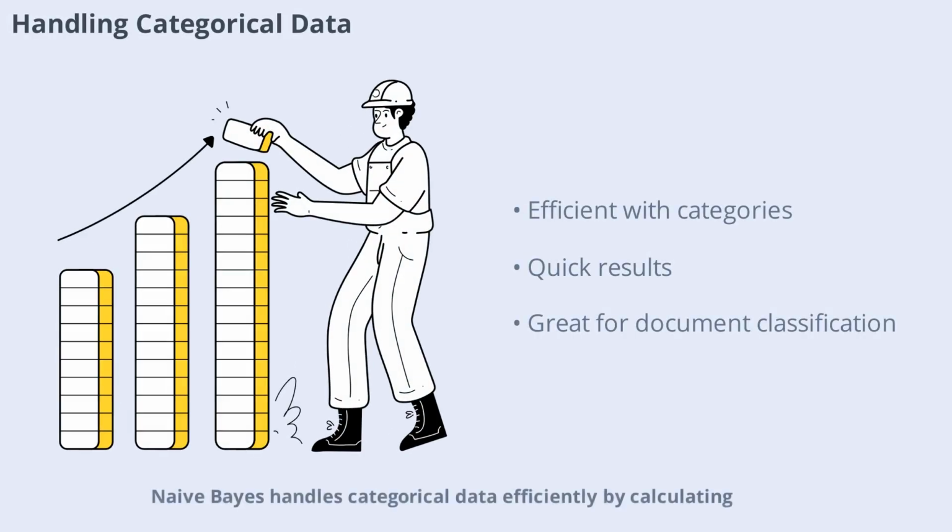Naive Bayes handles categorical data efficiently by calculating the probability of each category given the class label. This makes it suitable for tasks like document classification, where features are often categories such as words or tags. The algorithm's simplicity ensures quick and reliable results.